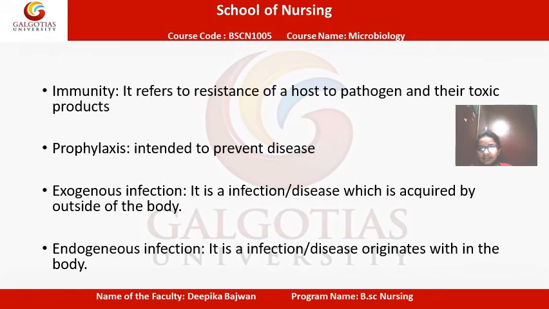Next we have exogenous infection. Infection, we already learned, means the multiplication of bacteria which causes signs and symptoms in the body. But if that infection has occurred from outside of your body, that is known as exogenous. And endogenous infection is when the infection originates inside your body. It is not coming from outside of the body, it is coming from your body only. So that is known as endogenous infection.